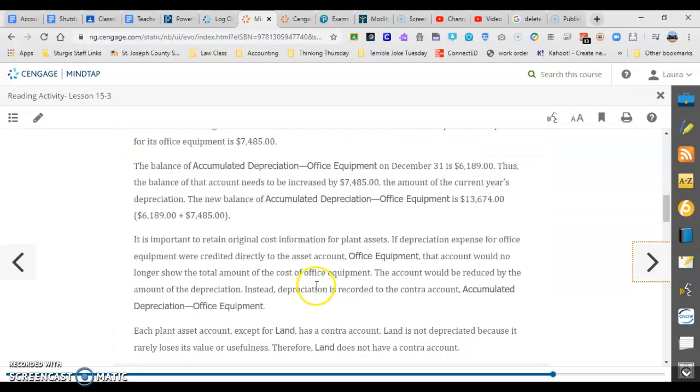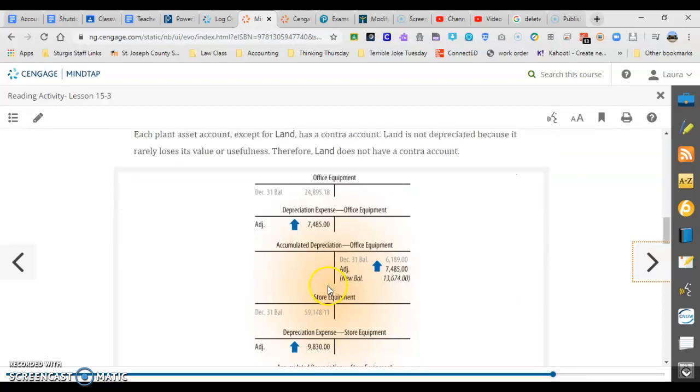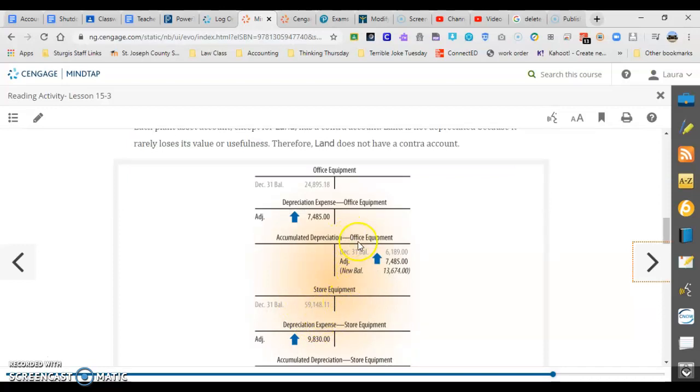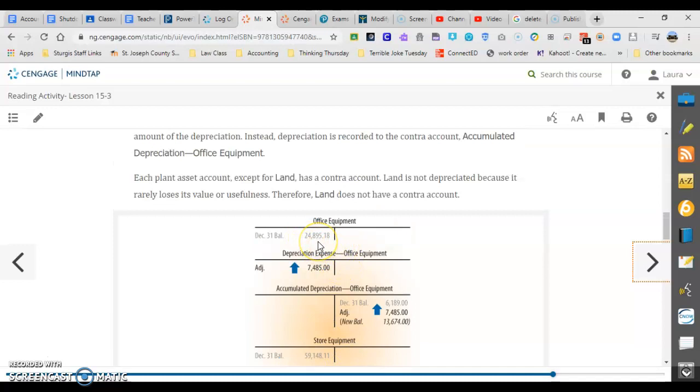And the book value of an asset is really how much it's worth at the time. So for instance, if we have our account office equipment, all the assets that we bought that go along with that plant asset, this is how much our December 31st balance is. At the end of the year, we made a $7,485 depreciation expense adjustment, because that's how much that office equipment was estimated at depreciating that year, and then we would credit accumulated depreciation office equipment, and that would increase how much our office equipment depreciated.